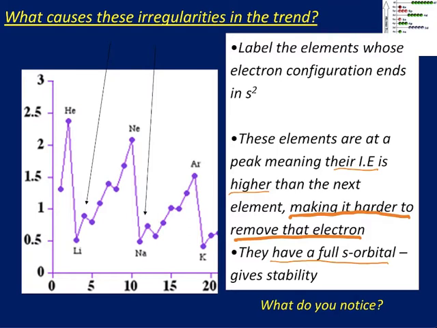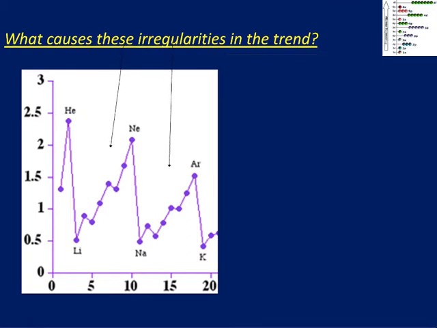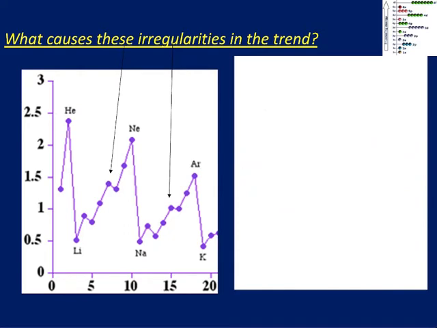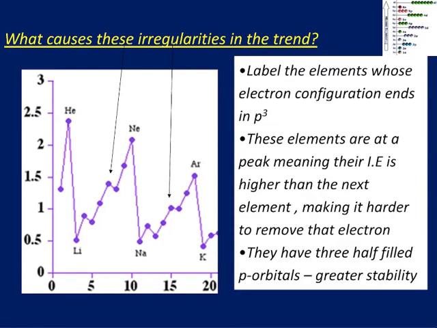If we have a look at the p3, this is our second blip. In terms of the description, the elements at p3 have a much higher ionization energy than elements at p4, and the reason for that is because they have three half-filled p orbitals. Three half-filled p orbitals have greater stability than partially filled p orbitals, and the ionization energy is higher. Again, it's harder to remove the electron from a p3 than it would be from p4.